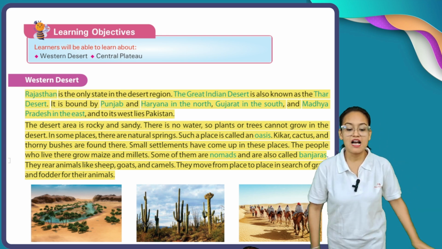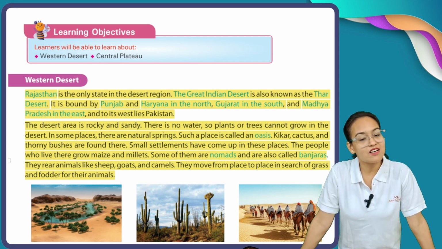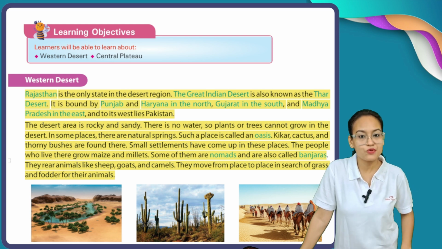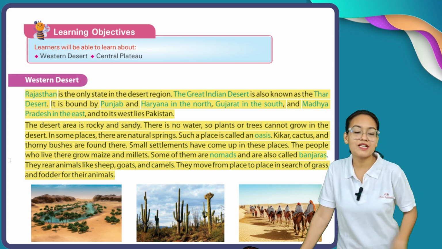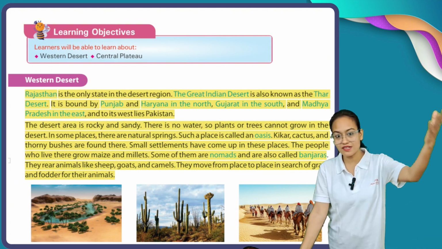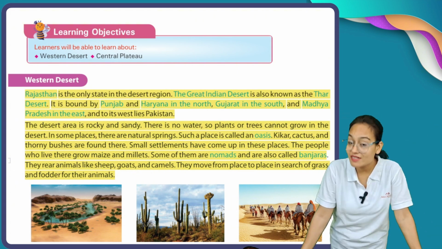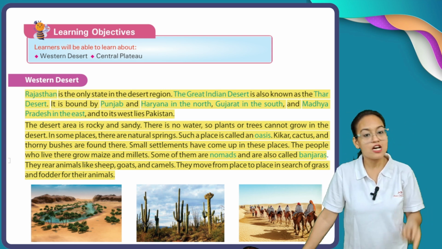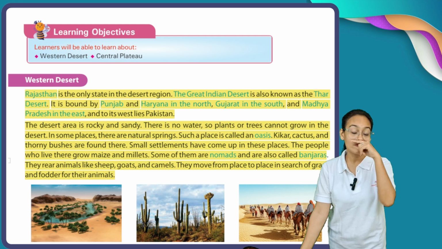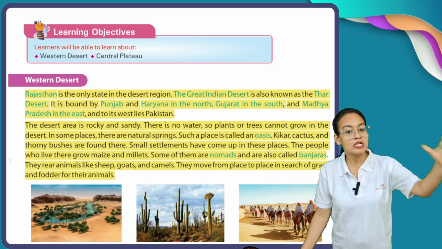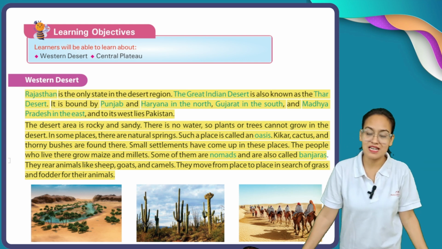Now see, which states surround Rajasthan? The Great Indian Desert is also known as the Thar Desert. The Thar Desert is bounded by Punjab and Haryana in its northern direction, and in its southern direction it is completely covered by Gujarat state, and from the eastern side it is covered by Madhya Pradesh, and in the west lies the country Pakistan.